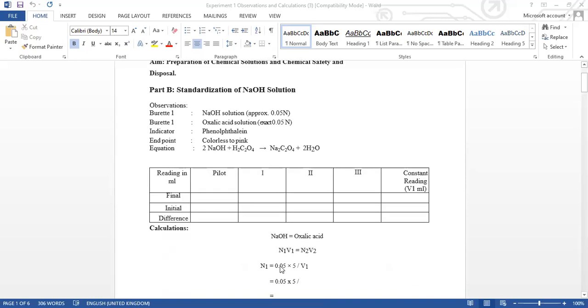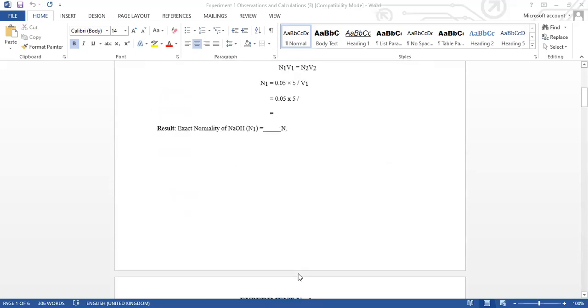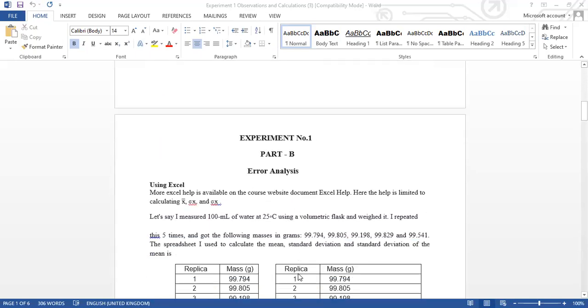Then you have to use the formula N1V1 = N2V2. Oxalic acid is 0.05, which we have prepared. We have taken only 5 ml for titration, so V2 is 5 ml. Burette reading is 5.6. So here 0.05 into 5 divided by 5.6, you get 0.04. That is the normality. And this is the error.